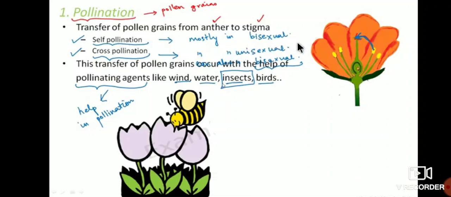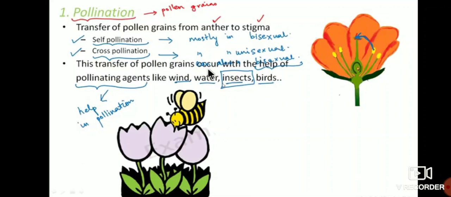This happens mostly in bisexual flowers, where both male and female organs are there. There will be a transfer of pollen grains from the male organ, stamen, to the female organ, carpel, through the anther to the stigma. Self pollination happens in bisexual flowering plants, and cross pollination happens in unisexual flowers because they contain either male or female reproductive organs.